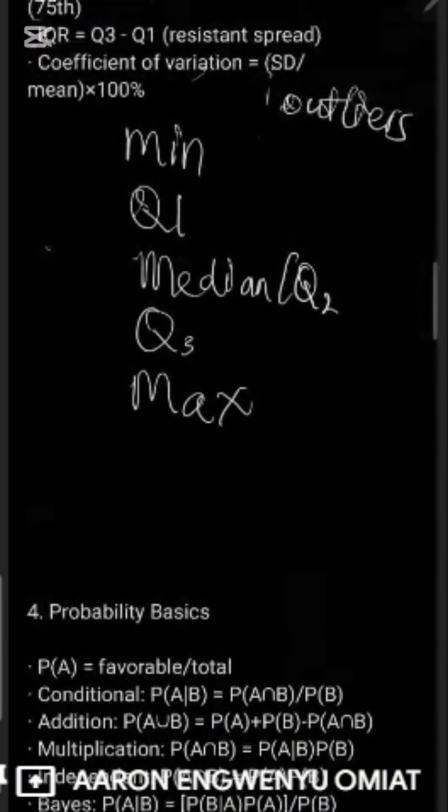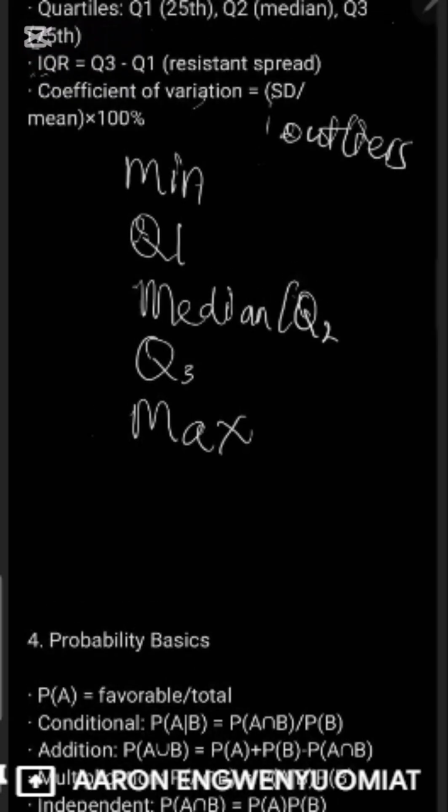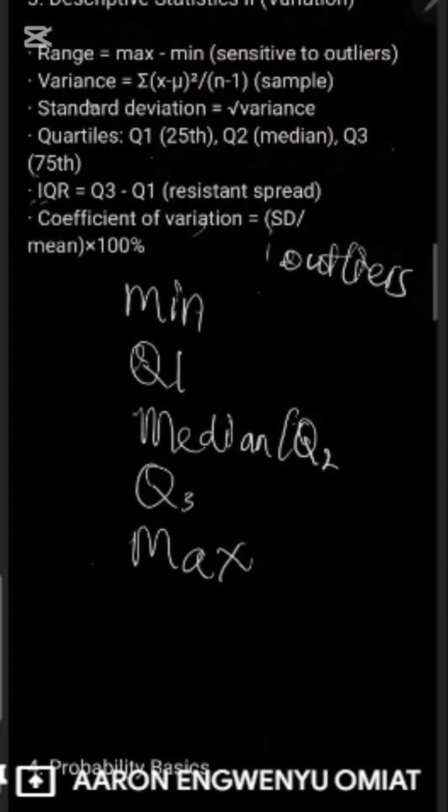So range uses max minus min. That means it's very easily affected by outliers. However, interquartile range uses Q1 and Q3, so it's less affected by outliers. For the methods of calculating this, you can refer to the first discussion. I shared with you a link earlier to the recording of that discussion.